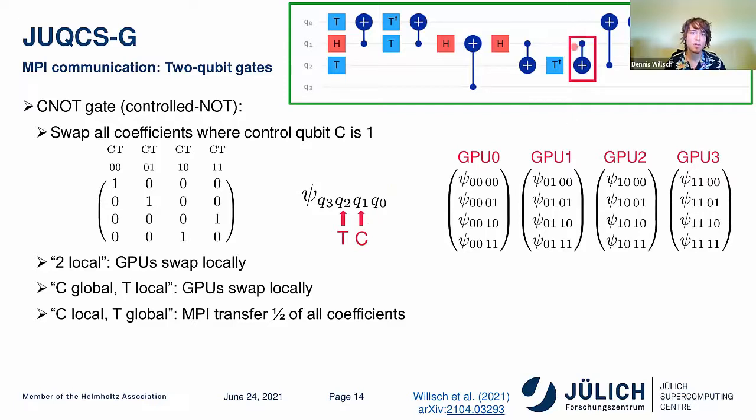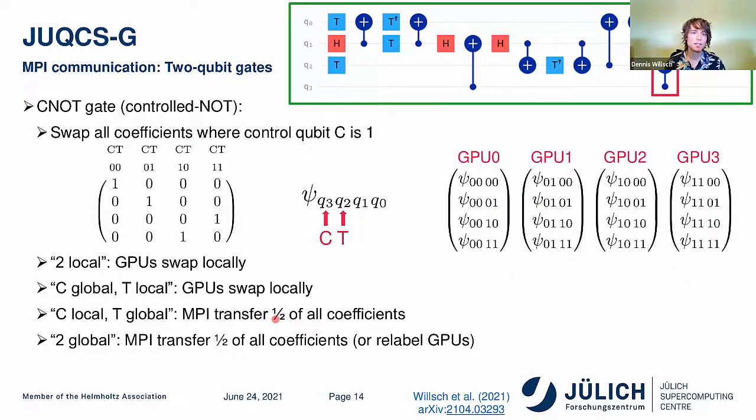So let's look at this one where the control qubit is a local qubit. In this case, local qubits are those and global qubits are these here. And the target qubit is a global qubit. Now, in this case, we need to swap this complex number here with this one, because here you see the control qubit is 1, but the target qubit is different, and all the way through to here. So also in this case, we need memory transfer between the GPUs. That's the first case for a 2-qubit gate that we've seen. And this requires, in the end, a transfer of half of all the complex numbers that are on these GPUs.